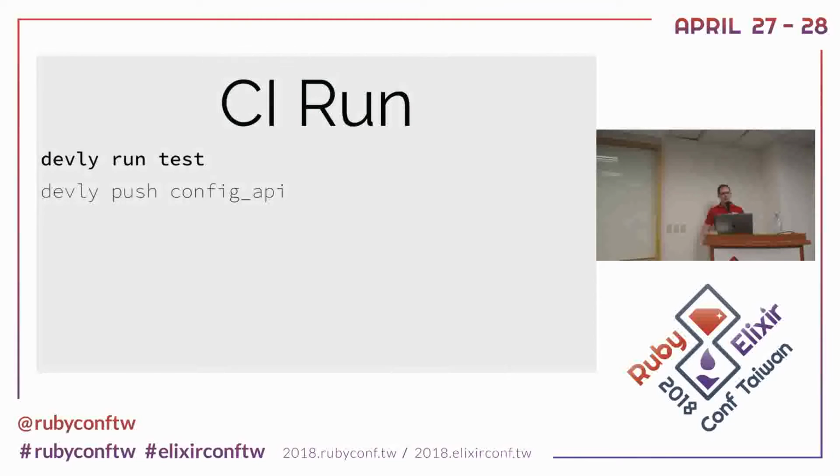The next thing to do is to run our tests. This uses the same saved command we saw earlier. If the tests successfully pass, and we're on the master branch, we can then push our new config API image to the registry to share this image with all the teams.